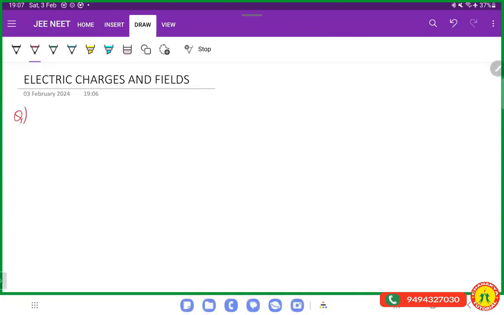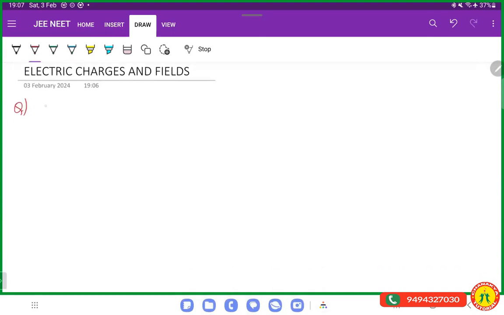Okay, the question says here, two identical spheres. This is a standard question, yeah. You will solve it.